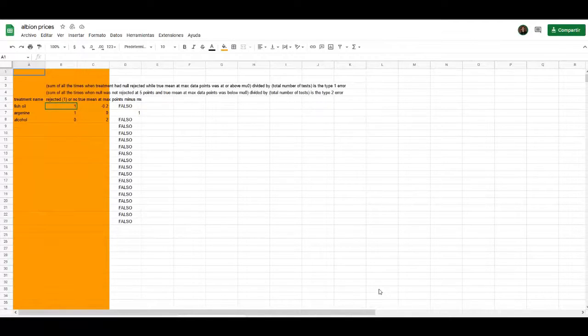So for example, for fish oil, if you put your box right there, you can read what it says. When you use 5 points, if you reject the hypothesis, then you type 1, and if you don't reject, then it's a 0. And then to the right, you take the mean of all the points after treatment minus mu 0, and that's what you put here.